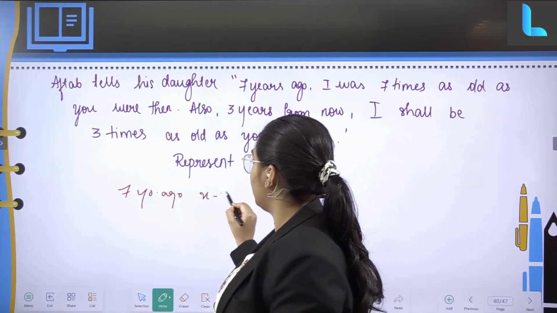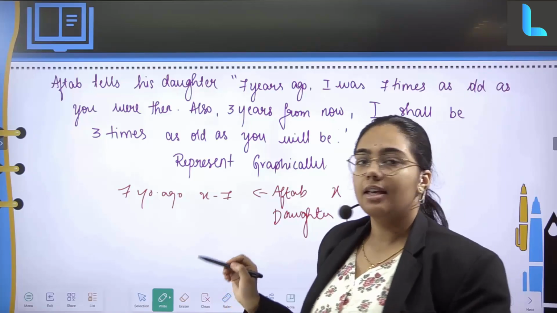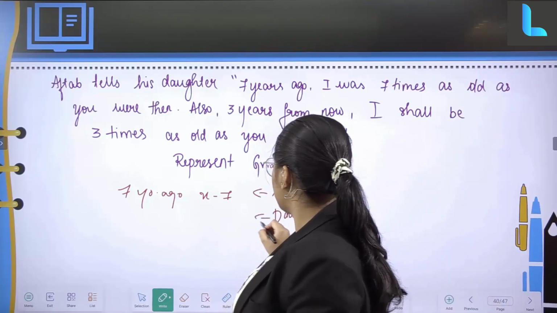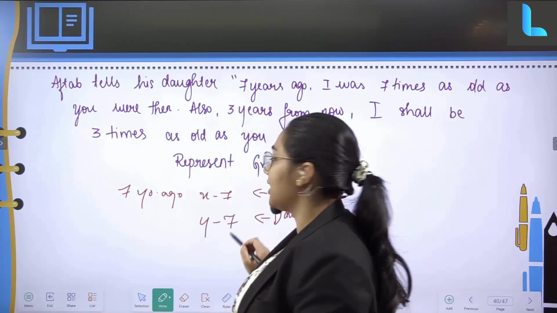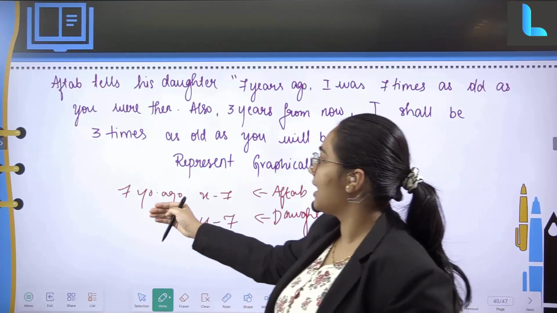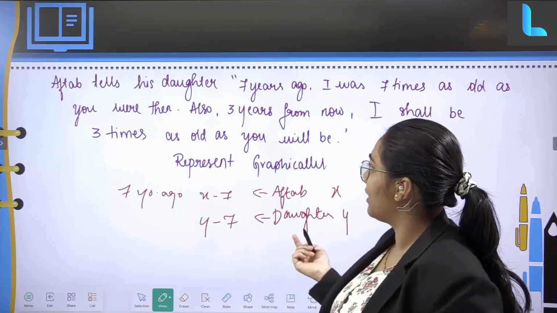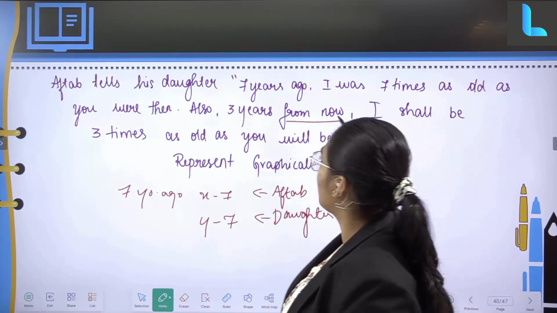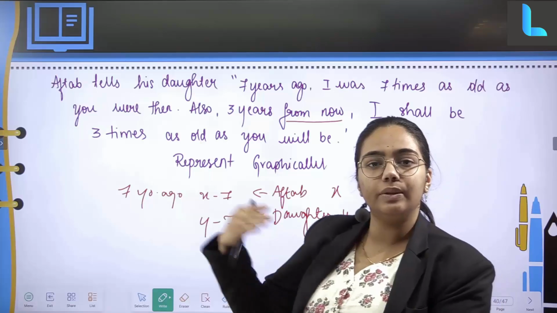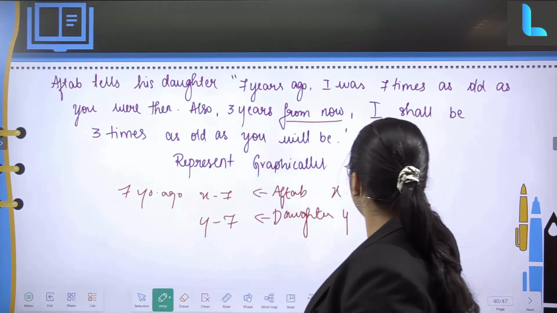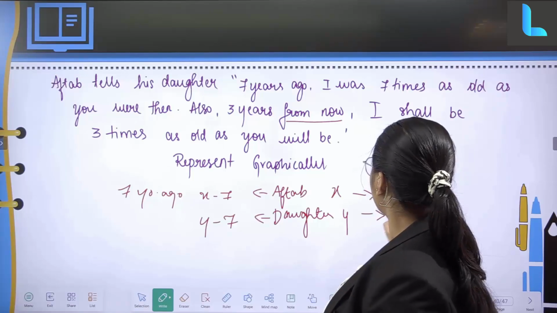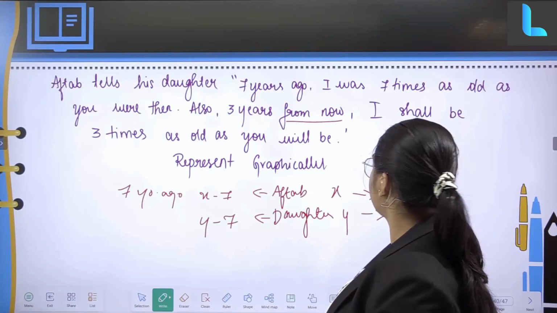Aftab's age is going to be x minus 7. Similarly, the daughter's age 7 years ago is going to be y minus 7. Right, that was for 7 years ago. And there is also another relation 3 years from now, that is after 3 years. So for Aftab it is going to be x plus 3, and for the daughter it is going to be y plus 3.